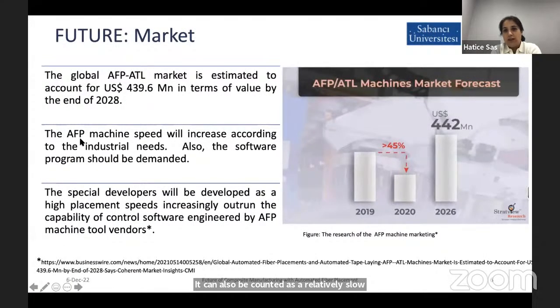But the market is alerting us about the huge interest in either AFP, automated tape placement, or automated fiber placement. In 2020 there was a drop because most of the investments were made in 2019, but the future is alerting us that there will be more need and more purchase investment in those devices, because the material suppliers are also tailoring their products according to those devices.